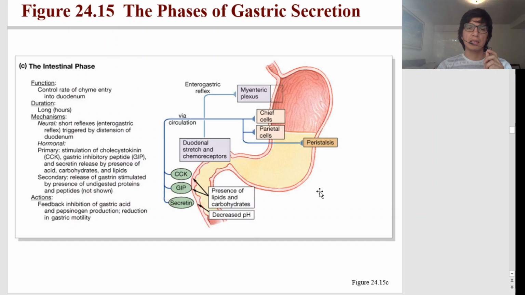We also have an intestinal phase. What this intestinal phase does is, once the chyme reaches the intestine, it feeds back onto these components within the stomach and inhibits further digestion, and it inhibits peristalsis as well, and this induces the release of substances that aid in digestion of these substances that have now reached the intestinal portion.